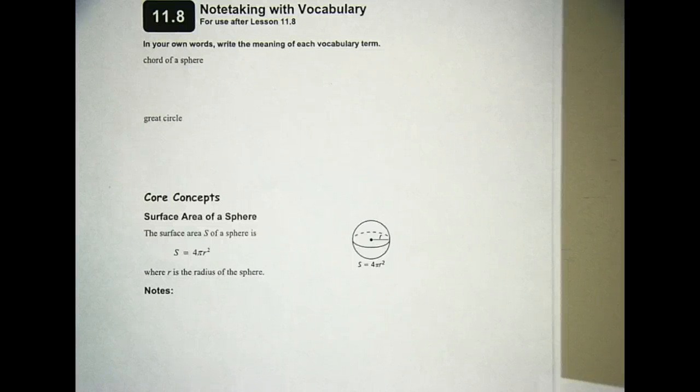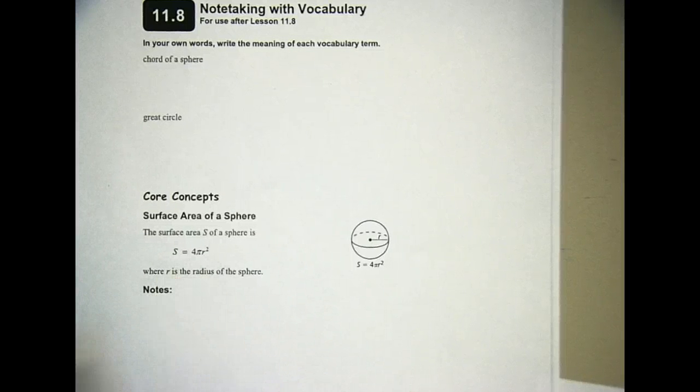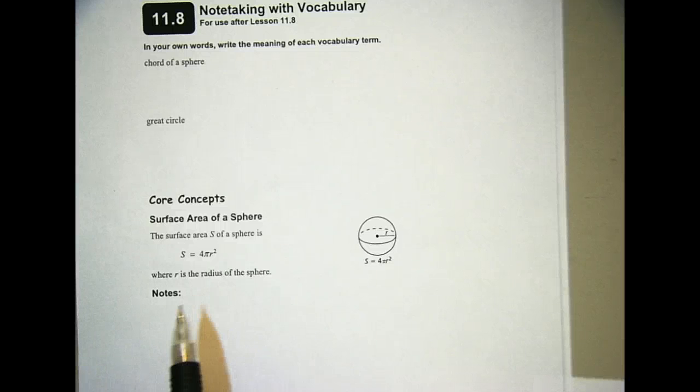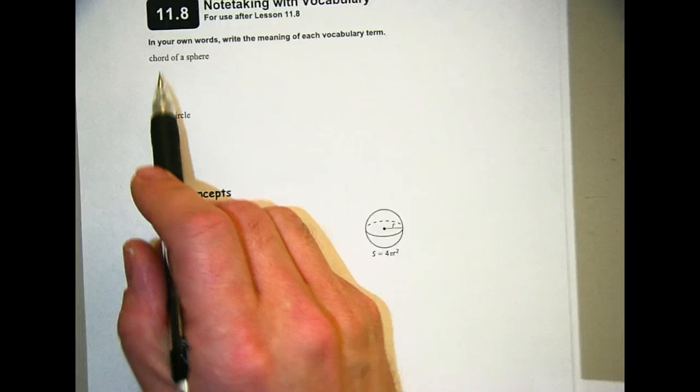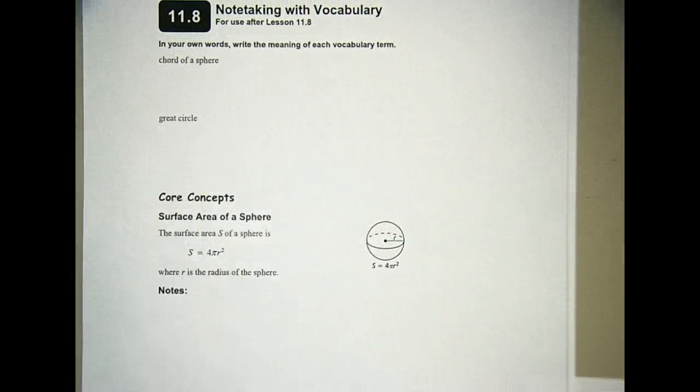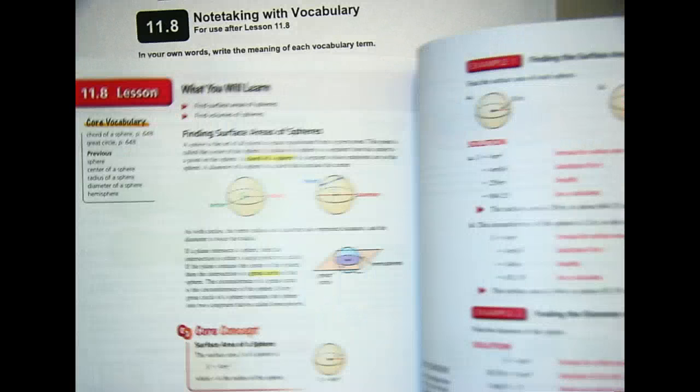Hey, volume or surface area of a sphere, 4 pi r squared. How many had that? Okay. Tell your neighbor what a chord of a sphere is and what a great circle is. Hey, ladies and gentlemen, here we go.